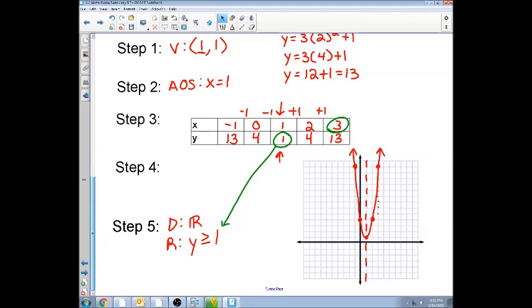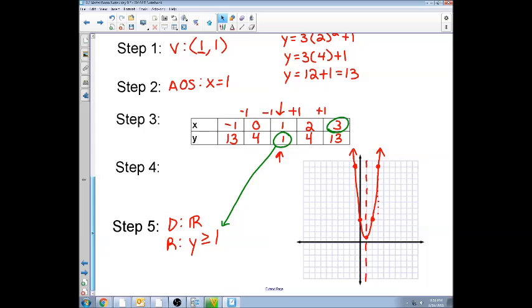Remember, in order to find your vertex, we're going to use the opposite of whatever our h value is, and we're going to use the same as whatever our k value is. Our axis of symmetry is going to be our opposite of our h, or just the x value from our vertex. We want to put our vertex in the center of our table. As we move to the right, our x's get larger by 1. As we move to the left, our x's get smaller by 1. Then we need to take those x values, plug them into the original equation to find our y's.